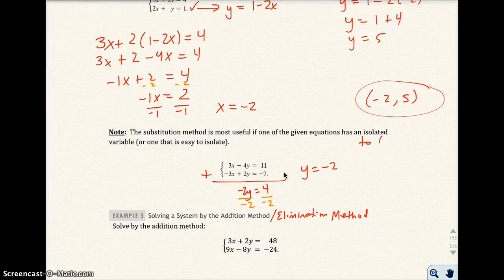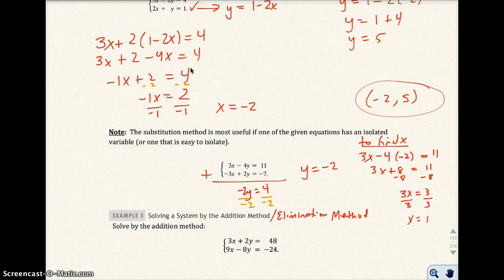To find x, I'm going to go ahead and plug this -2 into either one of these, that one or that one. It does not matter. So I'll put in the first one. So 3x minus 4 times -2 equals 11. I get 3x plus 8 equals 11. Subtract 8 from both sides. I get 3x equals 3. Divide by 3. X equals 1. So that ordered pair, or the solution to the system, is 1, -2.